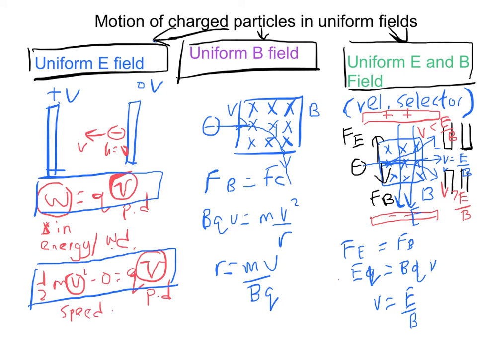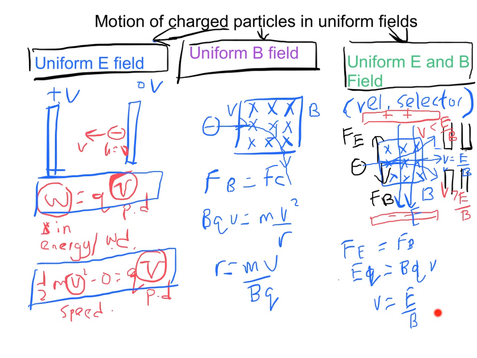Now, for those that curve upwards, is the speed greater or smaller than E over B? Or if it curves downwards, is the speed greater or smaller than E over B? We can use this formula to decide. Whenever your speed changes, remember that Fe, which is Eq, will not change. Electric force is independent of speed. But Fb, which is BQV, depends on speed.